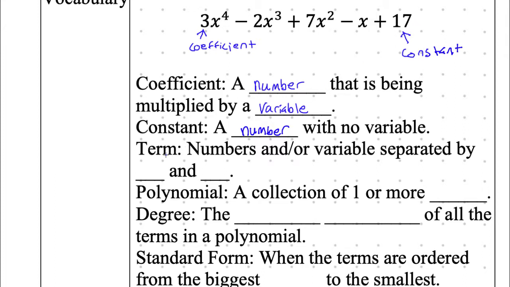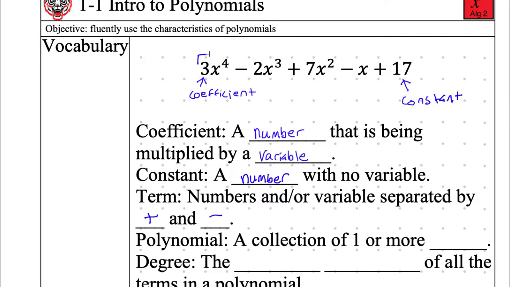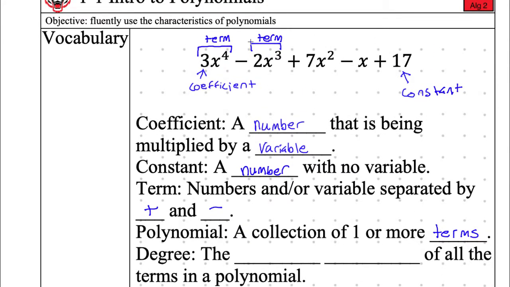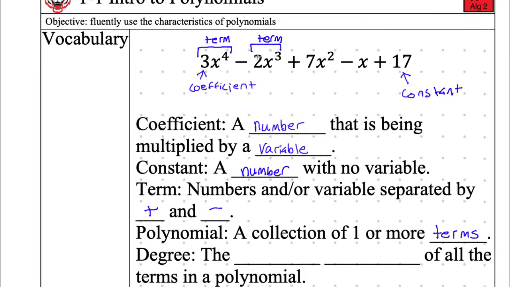All right, so I'm going to use this word a bunch: term. It's numbers and or variables separated by pluses and minuses. So you can think of this as chunks. So term is a chunk. This is a term. This is another term. I have a total of 1, 2, 3, 4, 5 terms in this polynomial. So they're separated by pluses and minuses, little chunks. All right, so polynomial. It's a collection of one or more terms. So that is why this is a polynomial, because it definitely has at least one term.